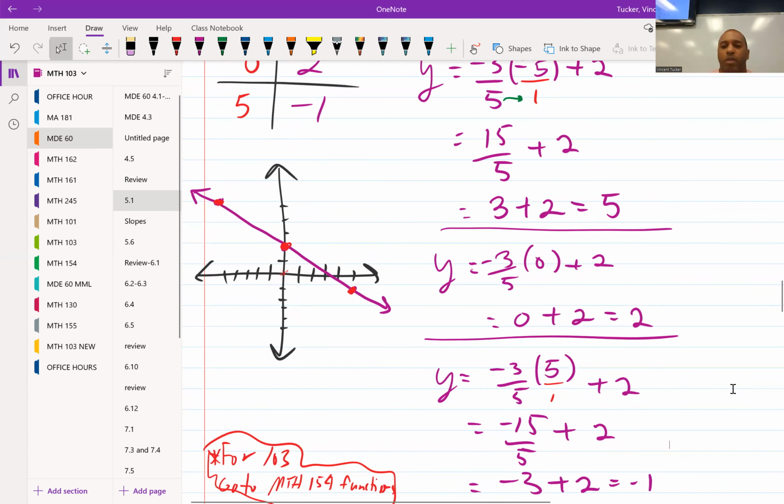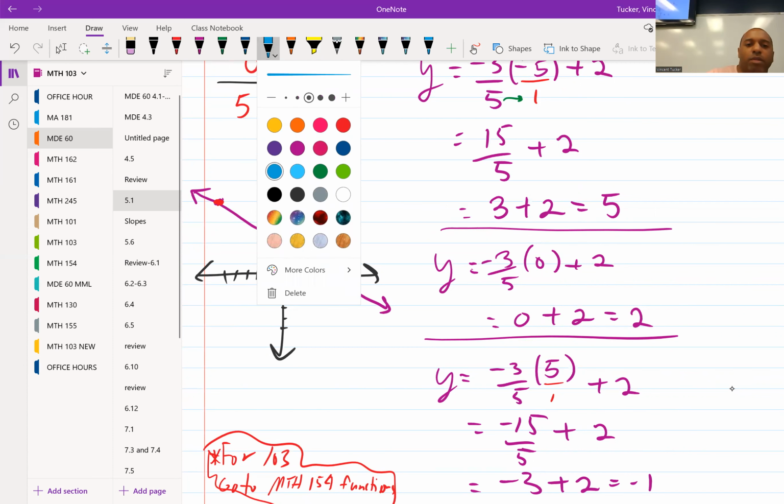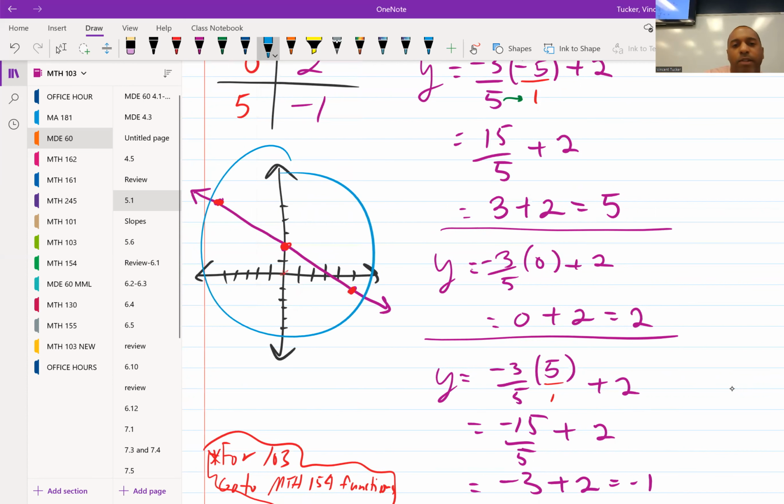So then plugging in 5 is -15 over 5. That'd be -3 plus 2 is -1. So once you have your 3 points, then you go ahead and graph and connect your dots.